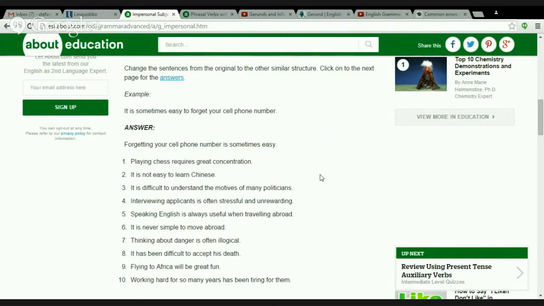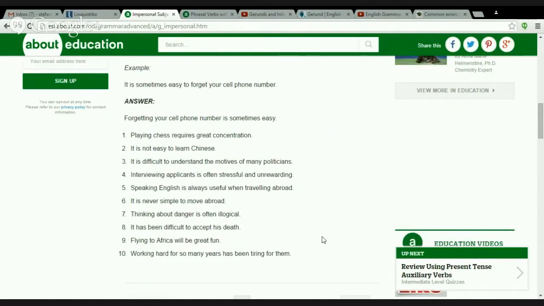Good. So basically, if you have a sentence that starts with a gerund, like forgetting your cell phone, you need to put it into this form: It is. And if you have a sentence that begins with it is, you need to put it into the gerund form. Okay, so I'm going to give about 4 more minutes for this exercise to be completed, and then we will go over the answers.